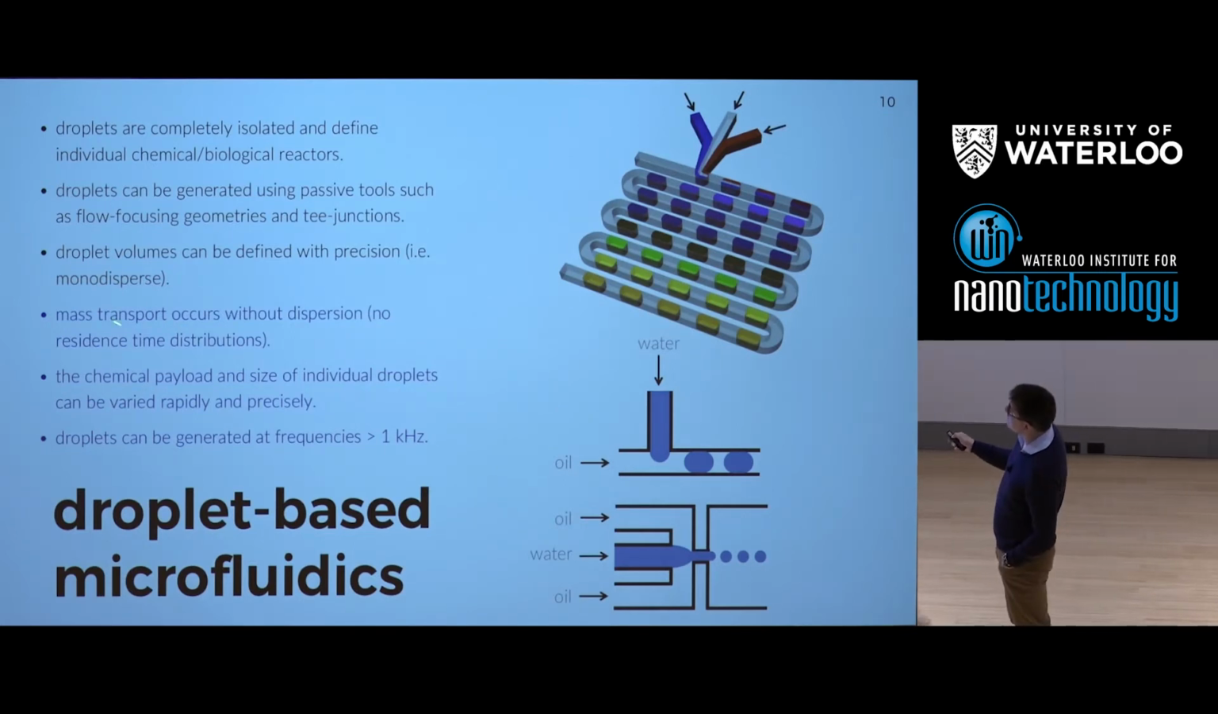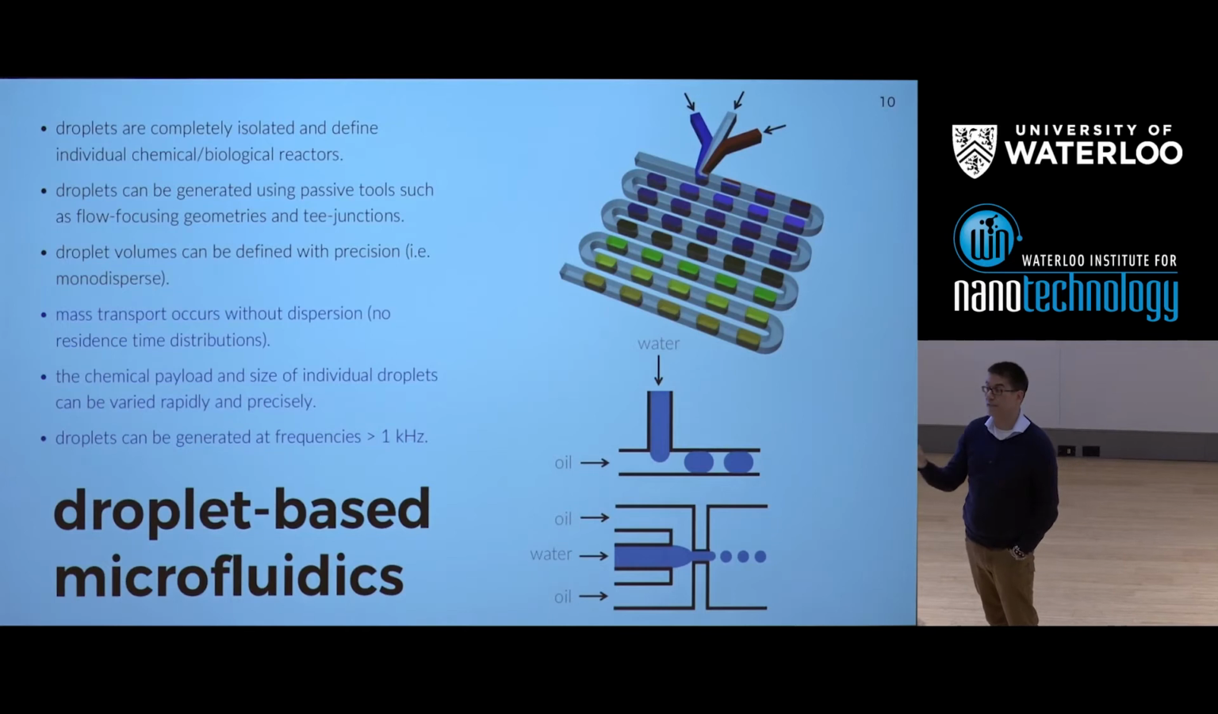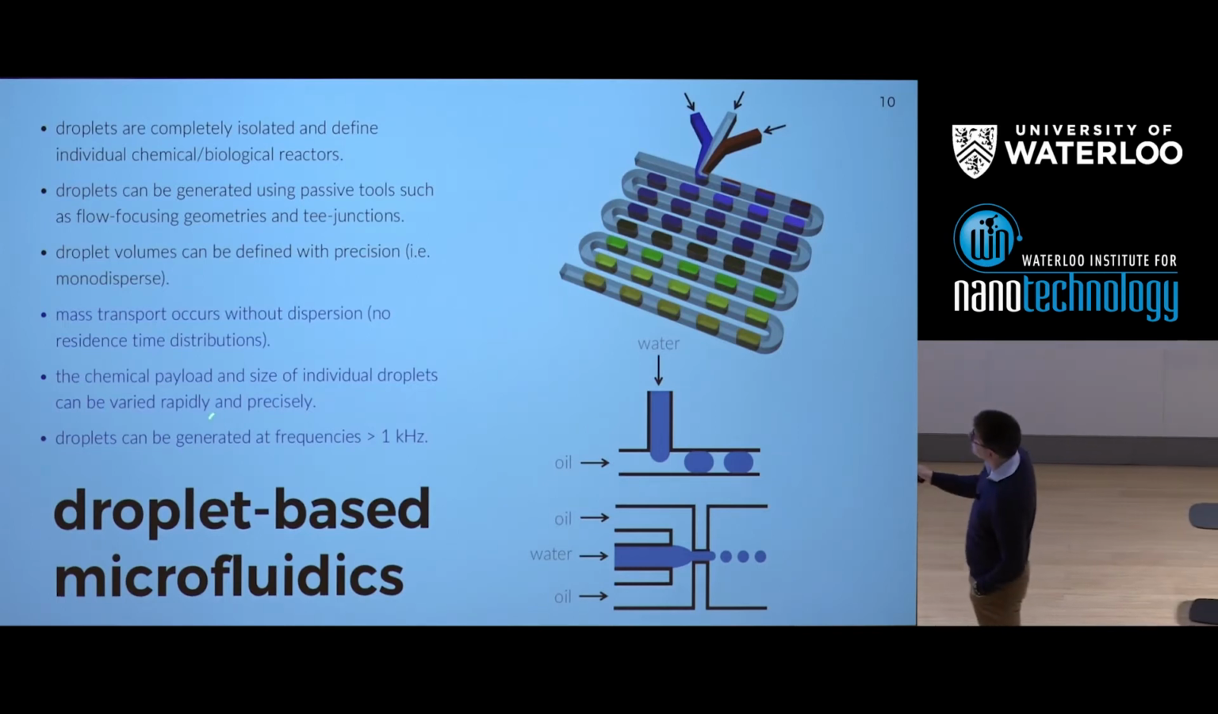So this one here is that mass transport now occurs without dispersions. Our droplets are going to move at a fixed velocity. That means we can time things. That means our kinetic measurements are better, and our control over reactive processes, by definition, becomes better.